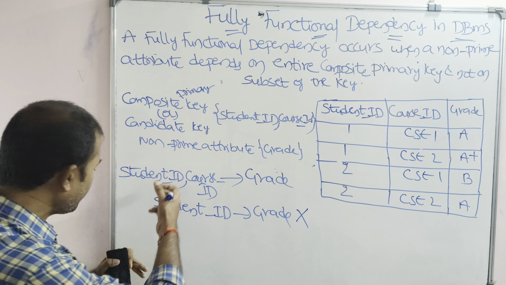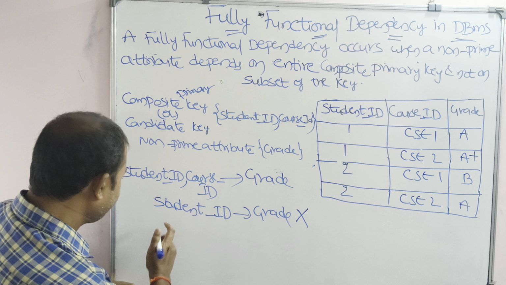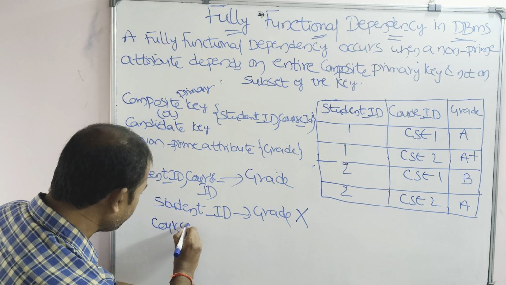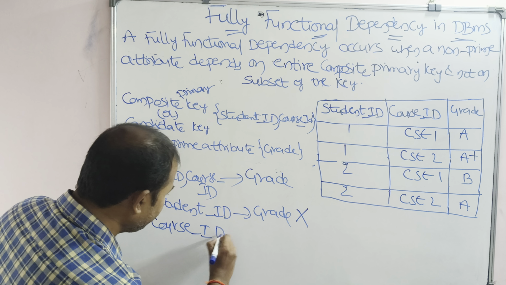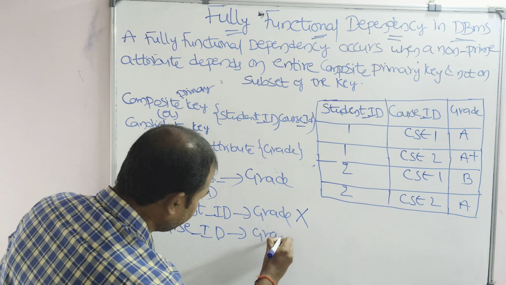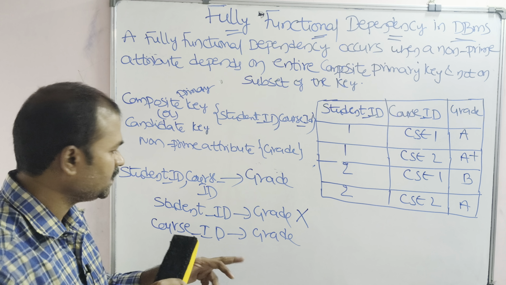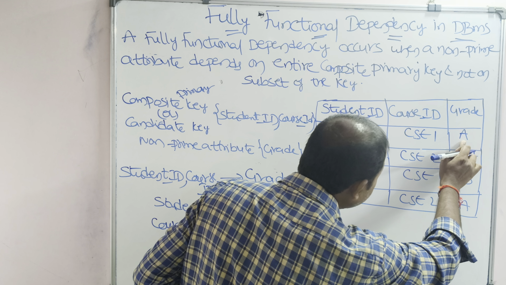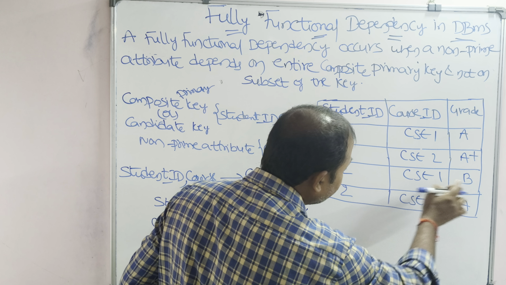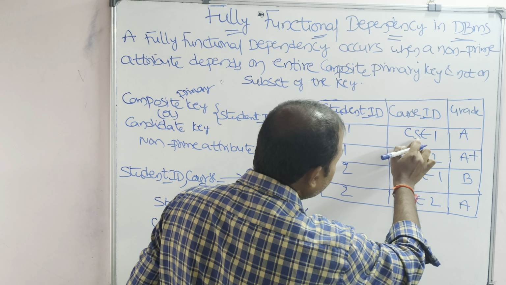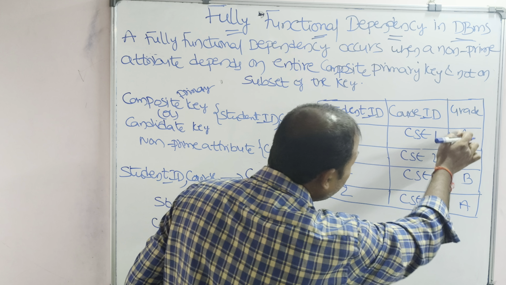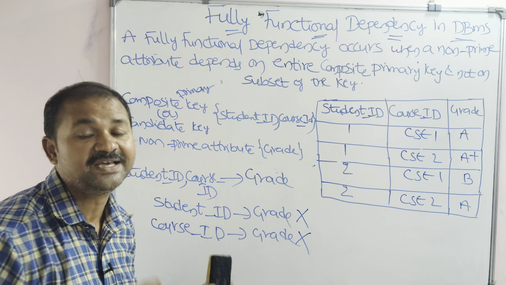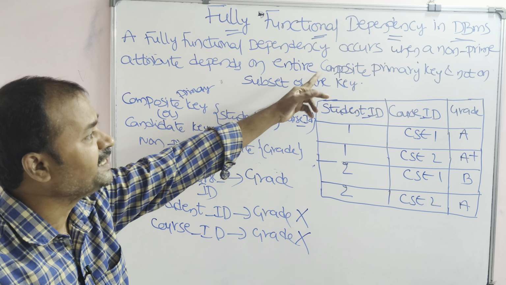So let us remove one more attribute. Let us remove student ID. Then the part of the candidate key will become course ID. Course ID determines grade. Let's check whether it is correct or not. Course ID CSE 1, grade is A. CSE 1, grade is B. So here for the same course we have different grades. So we can say that this functional dependency is also wrong. So this point is correct.